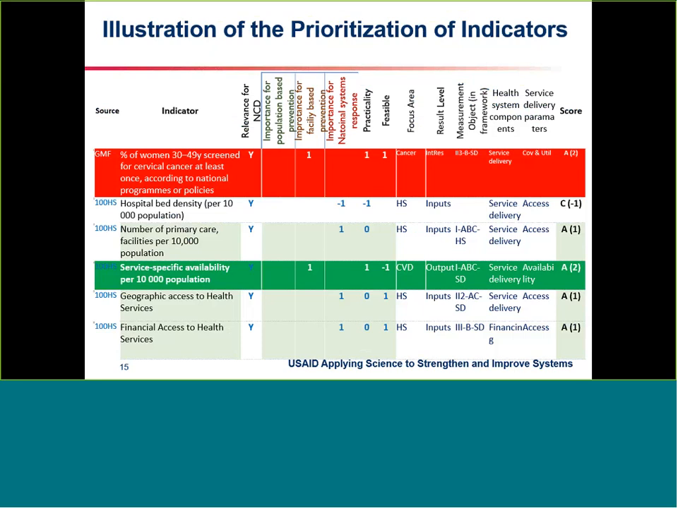Next slide, please. Here we present an illustration of prioritization of indicators for the assessment based on criteria such as relevance, importance for either population or facility-based interventions, importance for national system response, and practicality. All measures were assigned a score per each criterion, and indicators passing the cutoff score were selected for the analysis. It is important to mention that we did not prioritize indicators based on data availability. Realizing that this is important information for decision makers, we summarized the results of data availability by health system categories and by countries. In the next slide, please.